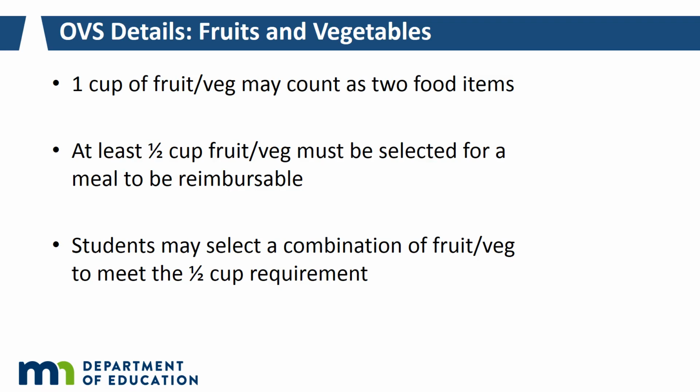So now let's talk about a few offer versus serve fruit and vegetable details. For menu planning, 1 cup of fruit may be offered as more than 1 food item. And in order for a meal to be reimbursable, all students must have at least a half cup of fruit or vegetable, or a combination of the two, plus 2 other food items on their tray.